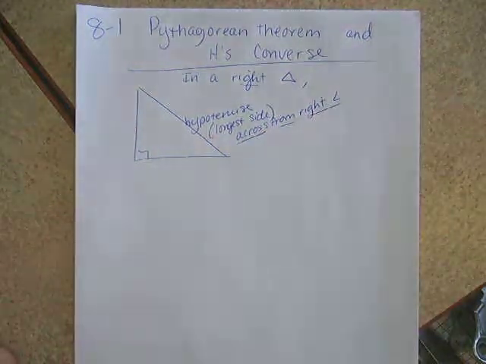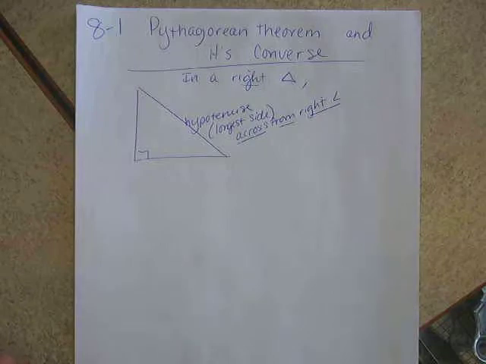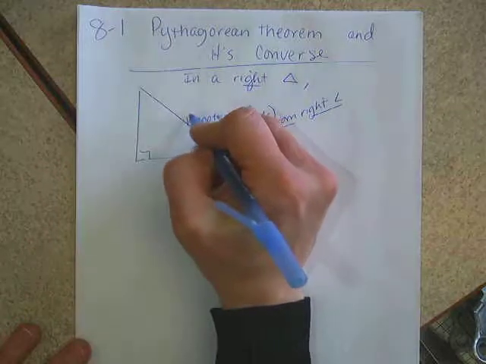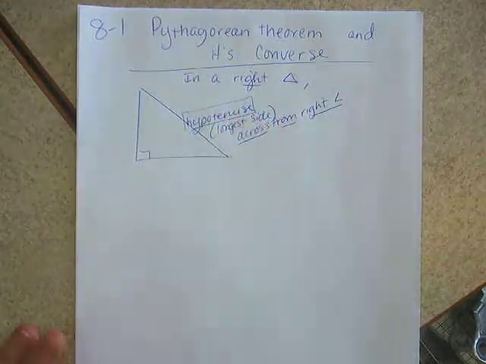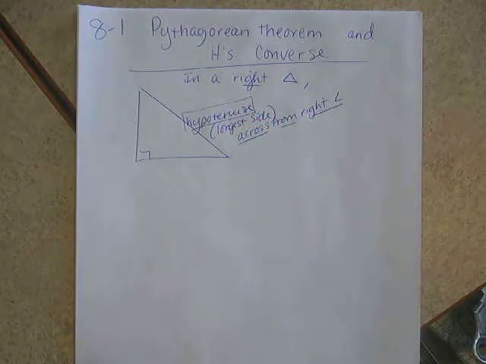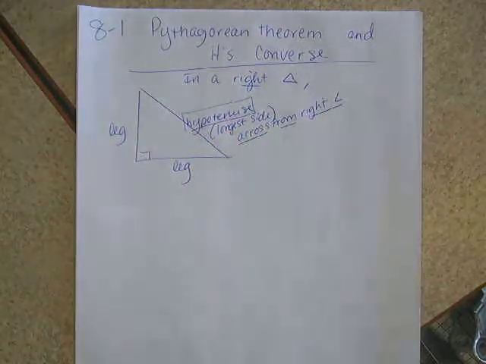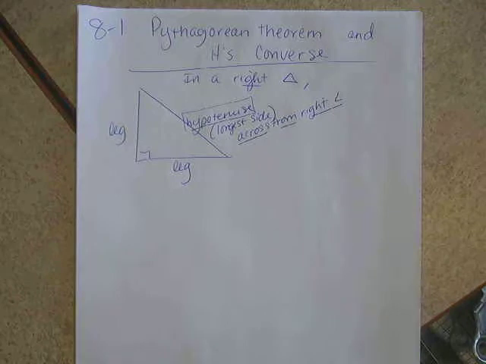Would it be called something else if it wasn't in a right angle? It would just be a side. So specifically in a right triangle, we do have a hypotenuse, and then the two sides that are not the hypotenuse would just be considered legs, and it is the legs that make up the right angle.